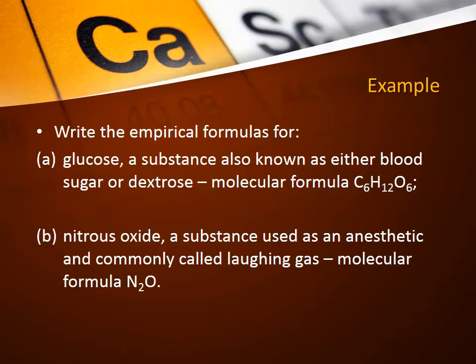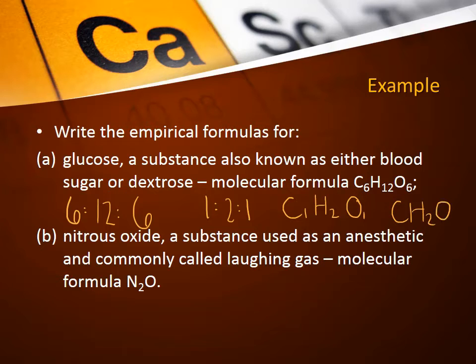So let's do a little practice. Let's write the empirical formulas for A, glucose, which is a substance also known as either blood sugar or dextrose, which has a molecular formula of C6H12O6. Well, hopefully you notice that that really comes down to a ratio of 6 to 12 to 6, which if we divide all those by 6, gets us a 1 to 2 to 1 ratio, which would be C1H2O1, which is CH2O. You actually can leave it as this if you'd like, but we normally don't write the ones.